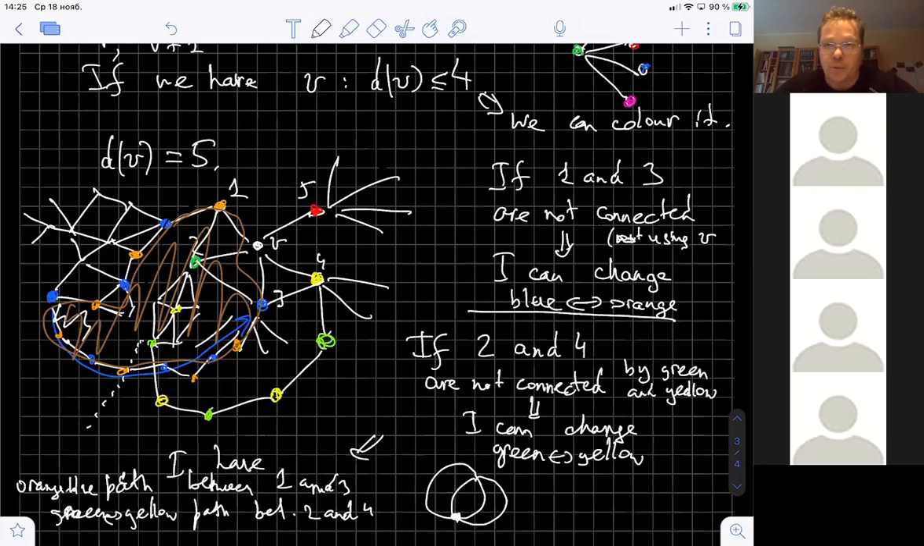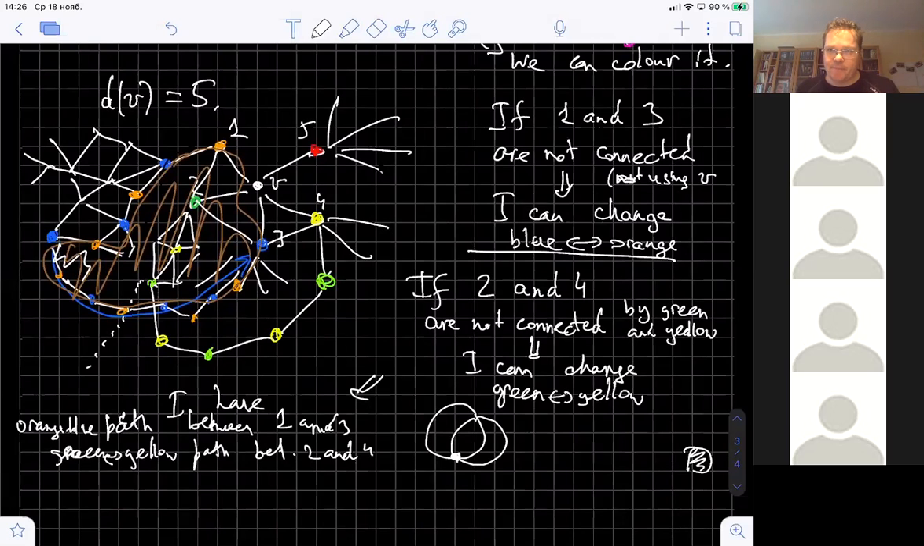So we use the idea that we cannot have a graph homeomorphic to K5 in our subgraph. So we have 1, 2, 3, and 4 connected, and 1 connected to 2, and we can connect 5 to 4. So 1, 3 and 2, 4 cannot be connected to each other, and that is why we can color any planar graph in 5 colors.